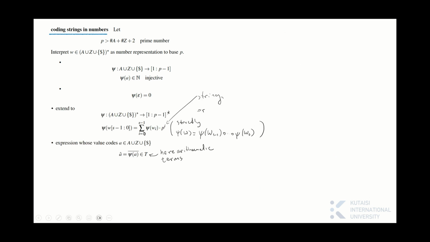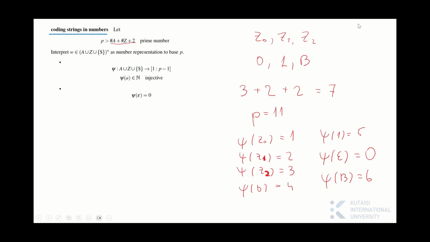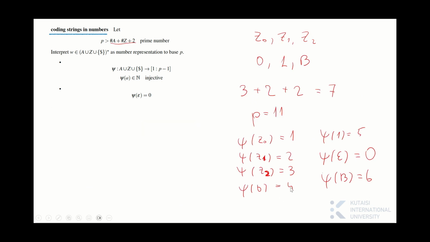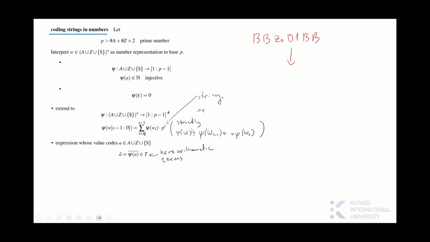So now if I have a configuration like this, I can translate it into natural numbers. How? Z0 goes to 1, 0 goes to 4, 1 goes to 5. So I just translated it like this. But I translate as if I have a string here and I translate it into a number in base p. It's the same trick again.